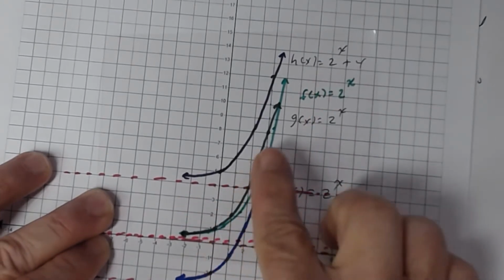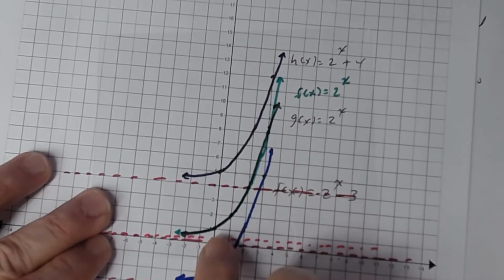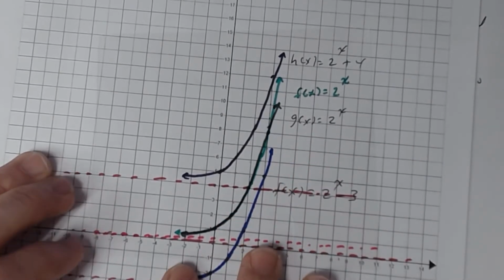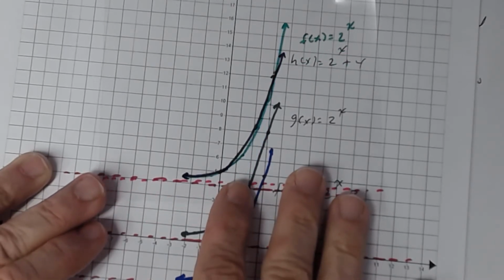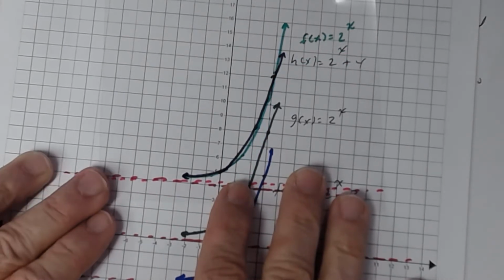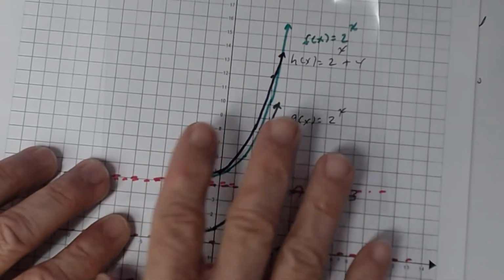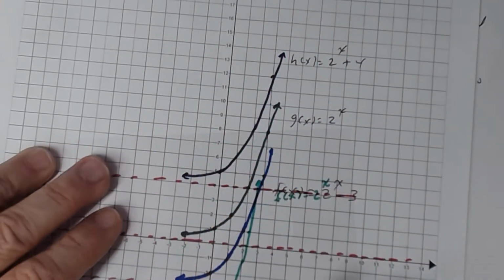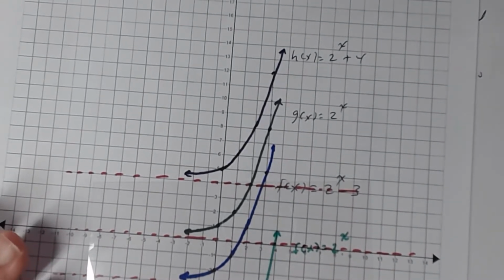Parent function is 2 to the x, which is this right here. And then everything is moved up 4 units. 1, 2, 3, 4. Okay? All right, so that's all you do. Now that's vertical translation, all right? That's vertical translation. Okay, let's talk about horizontal translation.